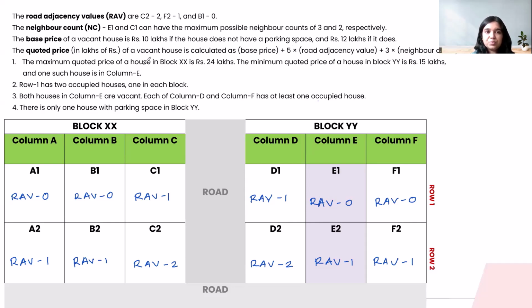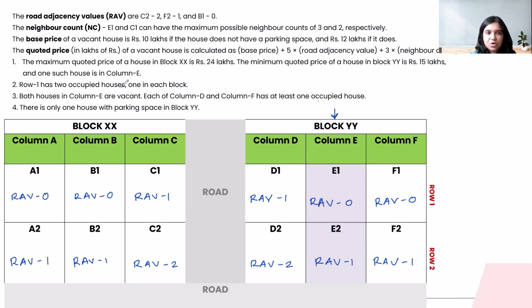The maximum quoted price of a house in block XX is rupees 24 lakhs. The minimum quoted price of a house in block YY is rupees 15 lakhs. And one such house is in column E. So in block YY, the minimum quoted price is 15 lakhs and it belongs to one of the houses in column E. So it's either E1 or it is E2.